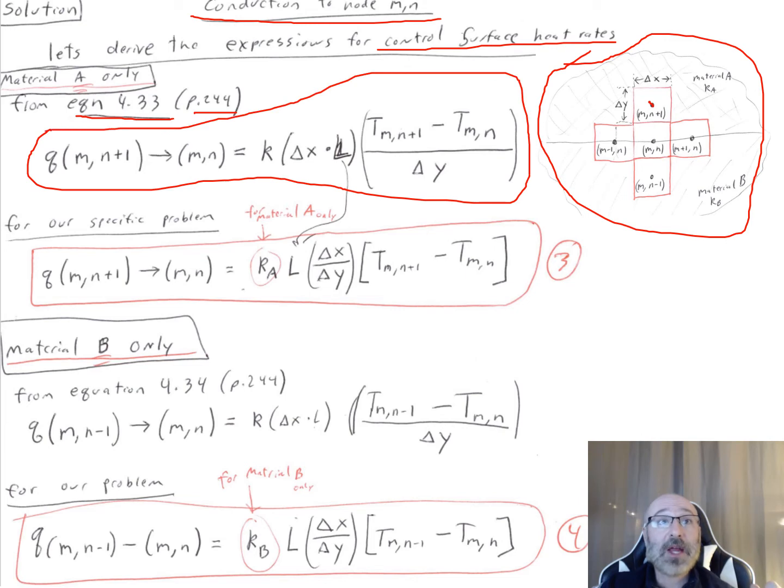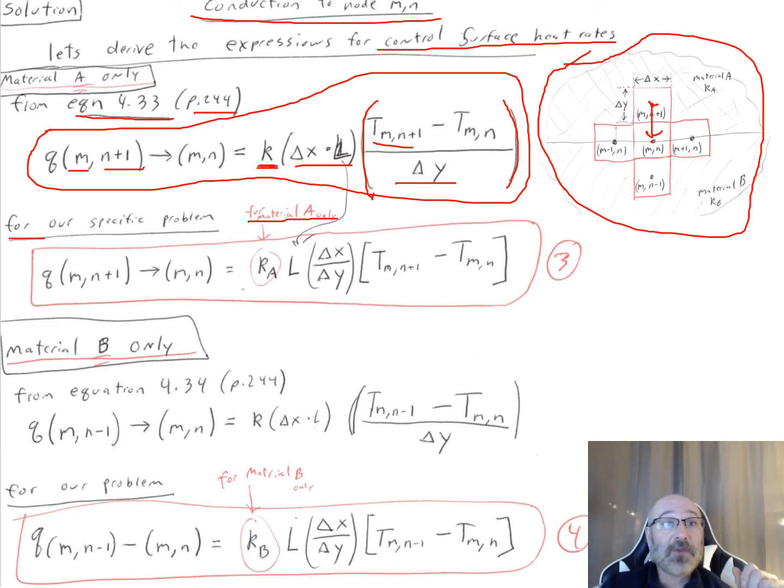Where now our heat rate for M, N plus 1, because that's this point dealing with material A only, going in towards our center node M,N, is equal to our K value, our thermal conductivity for A, times delta X, this is our general expression so I haven't put in L for A yet, times this relationship for our temperature difference over delta Y. So a temperature difference of this node minus our center node, temperature of M,N. Now, specifically for our system, we want to look at this for material A only.